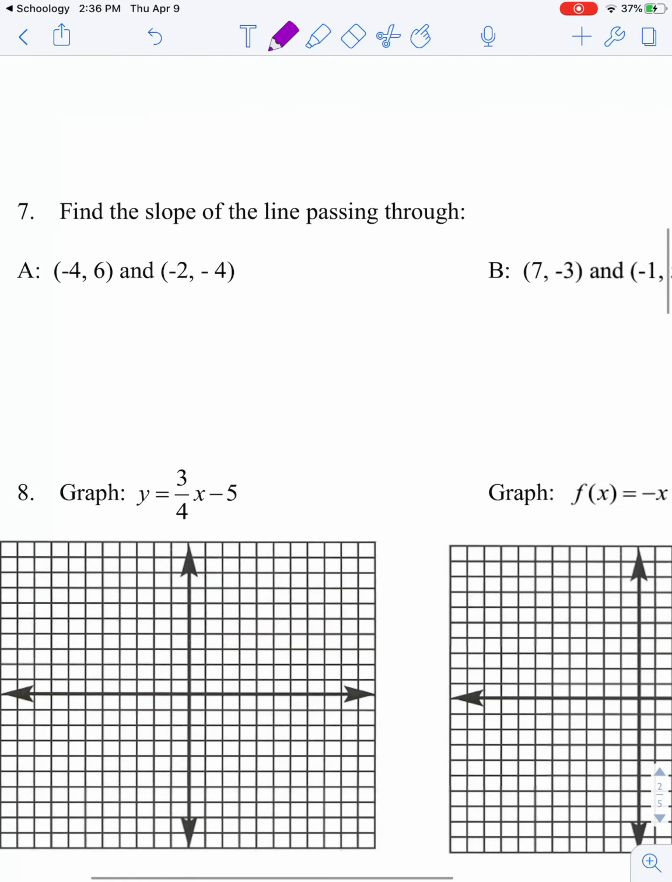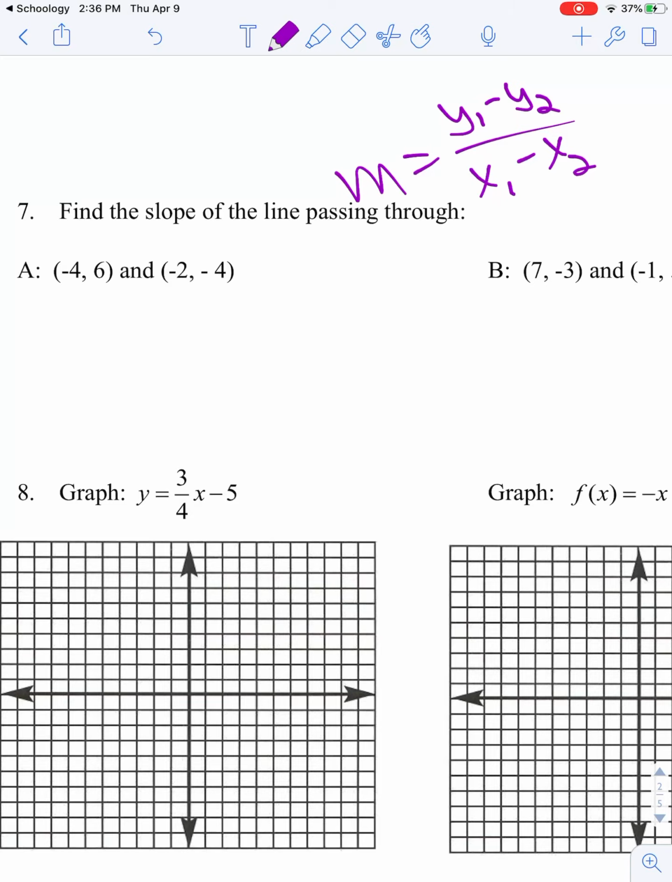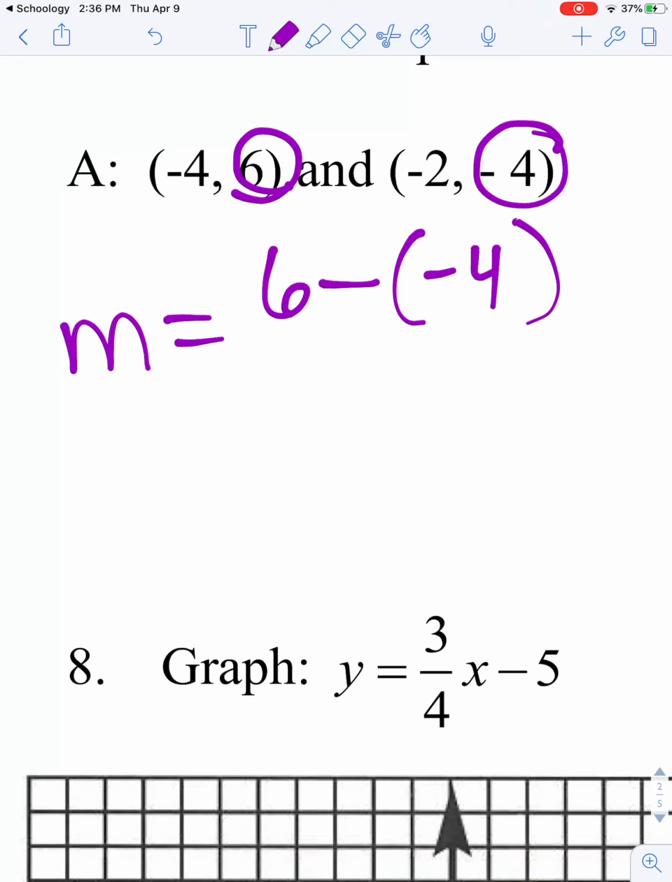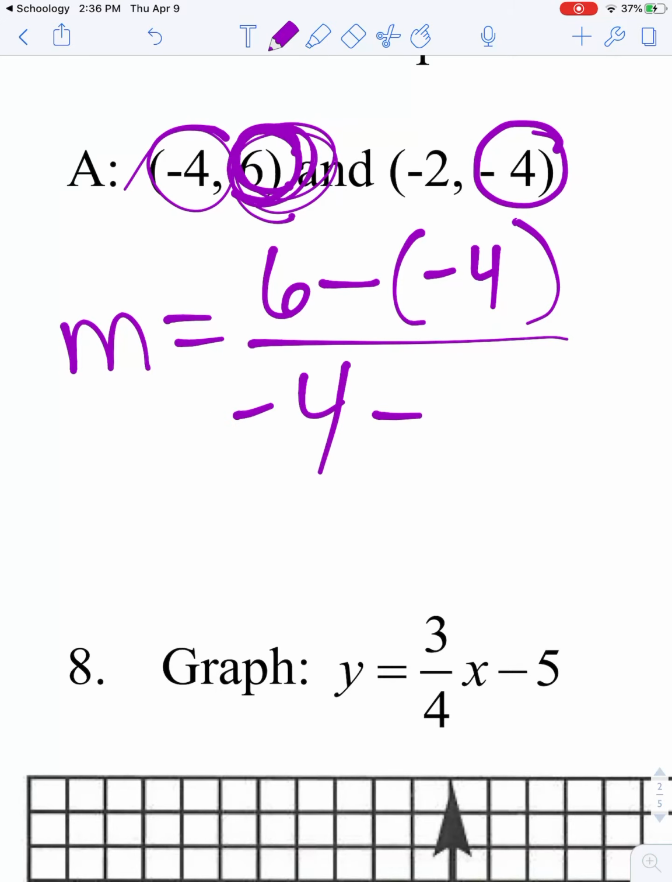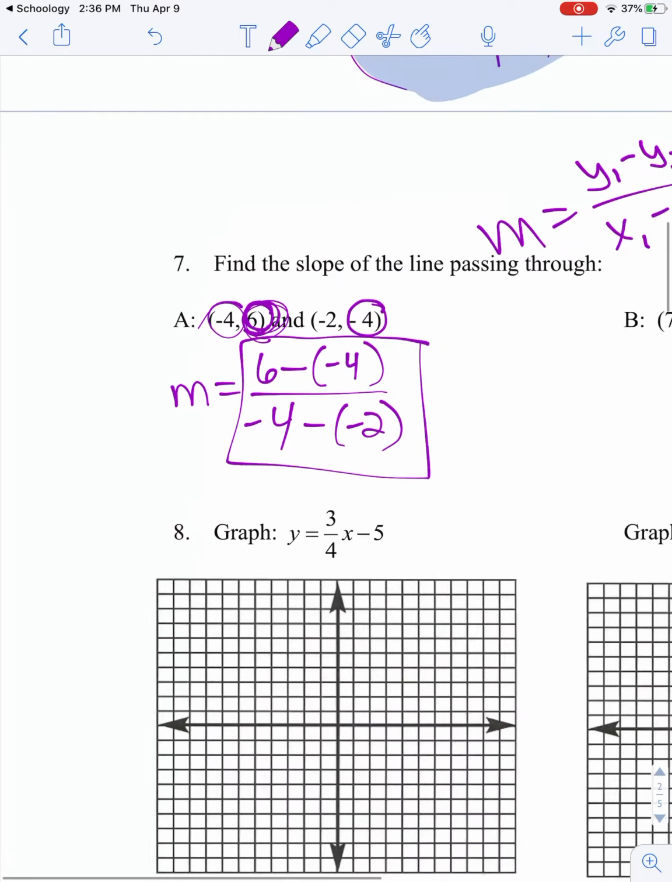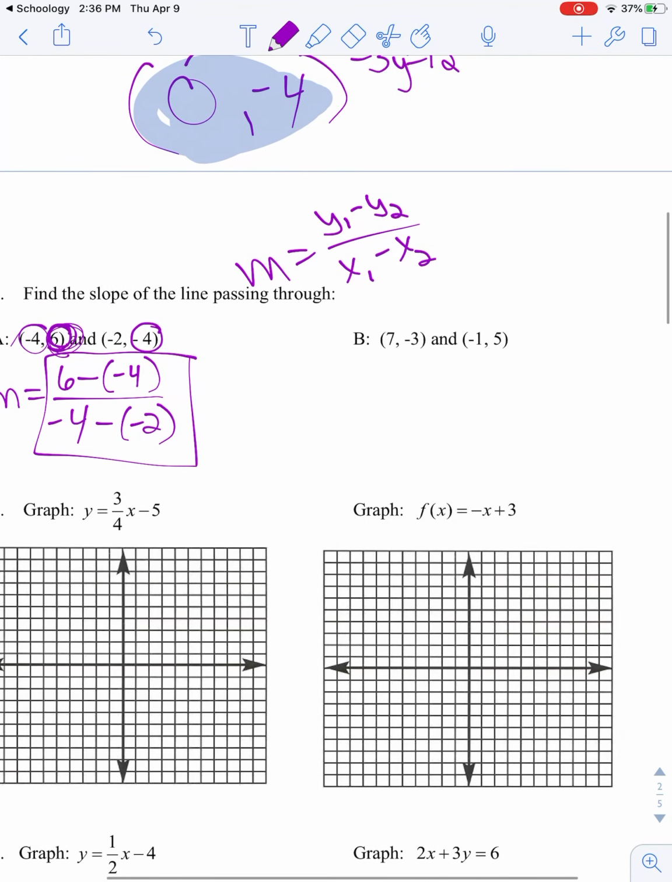Number 7, slope. Remember the formula for slope is y-coordinate minus y-coordinate over x-coordinate minus x-coordinate. So I'm going to start with this 6. So y minus the y-coordinate. Be careful, that is -4, so I have to put parentheses around it. Since I started with this 6, I have to start with this -4. -4 minus -2. Then if I were you, I would go right to the calculator, use your fraction button, plug that right in, and you should get -5.